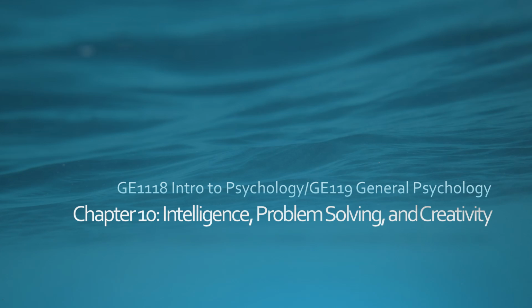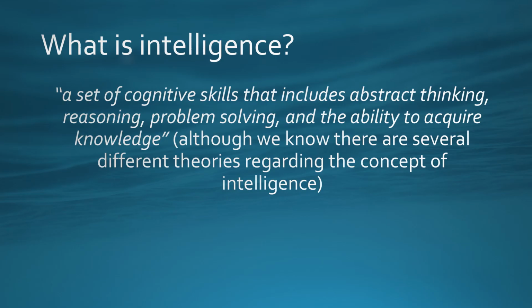This lecture is Chapter 10 on intelligence, problem solving, and creativity. So first let's look at intelligence and let's define intelligence. It is a set of cognitive skills that includes abstract thinking, reasoning, problem solving, and the ability to acquire knowledge.